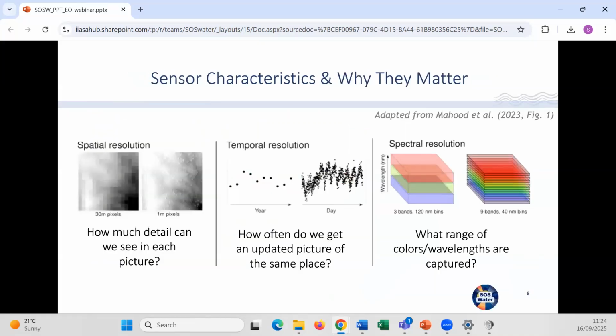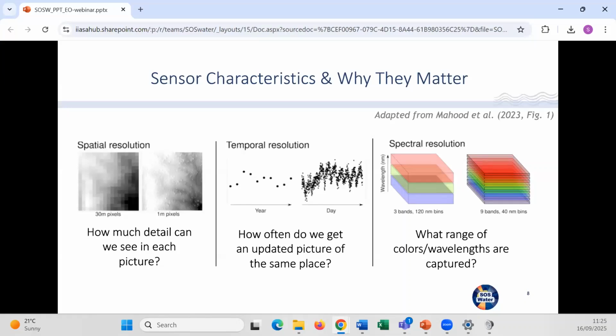And so to use this data, there are basically three very important aspects of resolution we have to understand. First, we have the spatial resolution. We can have larger pixels in a coarser image, so this means how much detail we can see in the picture. Then we have the temporal resolution. Basically, how often do we get an updated picture of the same place, or a data point in our time series? And then finally, the spectral resolution.